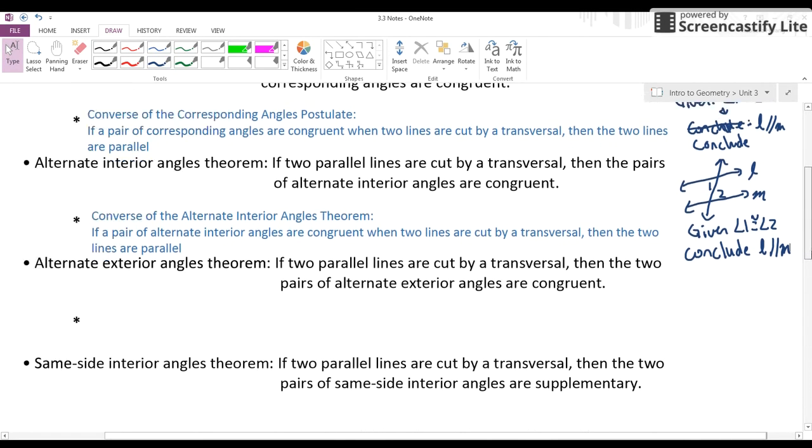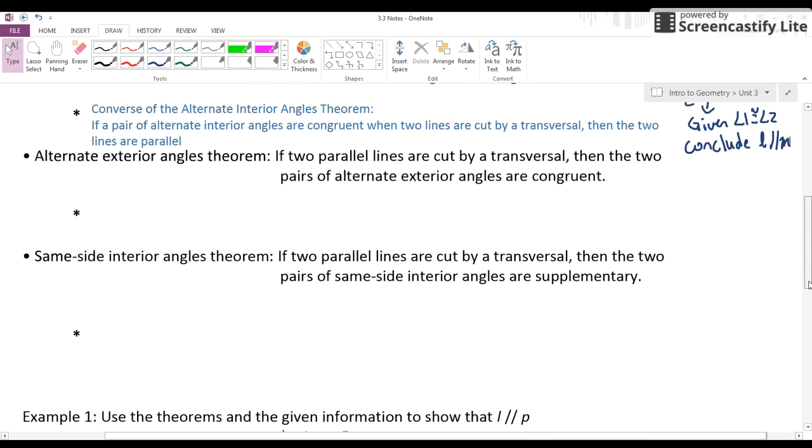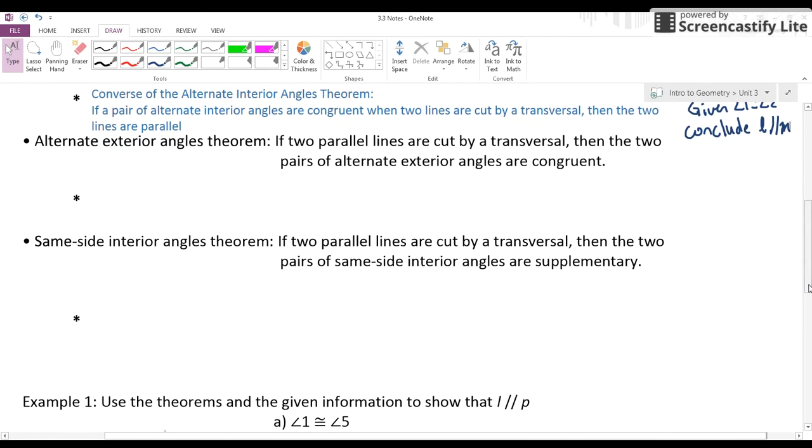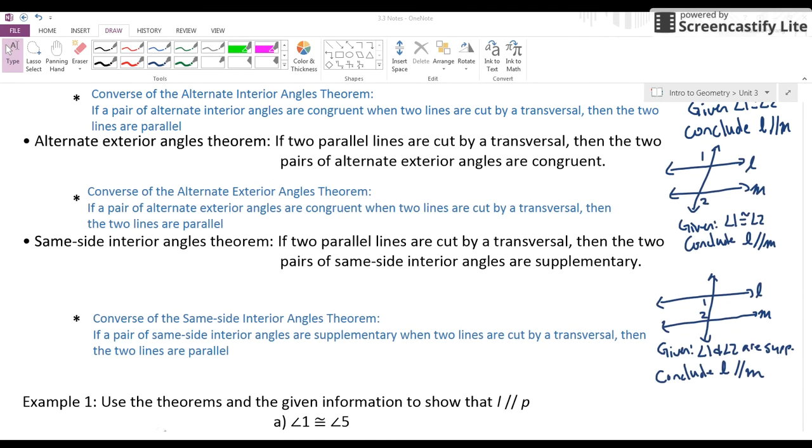So let's go ahead and look at the alternate exterior angles theorem and its converse, and the same side interior angles and its converse, and then we'll look at a couple examples. Okay, so there they are. Make sure you pause and jot this down. But again, we're looking at the converses, what we have in blue. The converse of the alternate exterior angles says that if we have a pair of alternate exterior angles that are congruent, then those two lines that are cut by the transversal must be parallel.